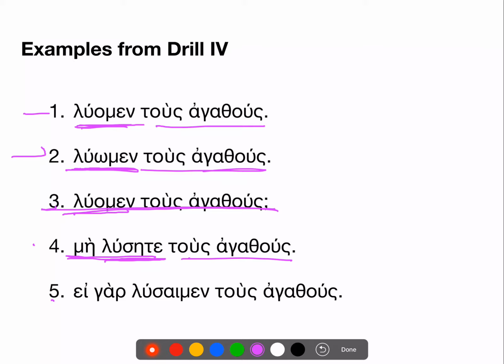Number 5. Well, here's an aorist optative, so it'll have that simple aspect, aorist optative, with eithe. So this is one of our new independent uses of the optative. Eithe luomen tous agathous. How about, I wish that we free the good men. May we free the good men. Okay.